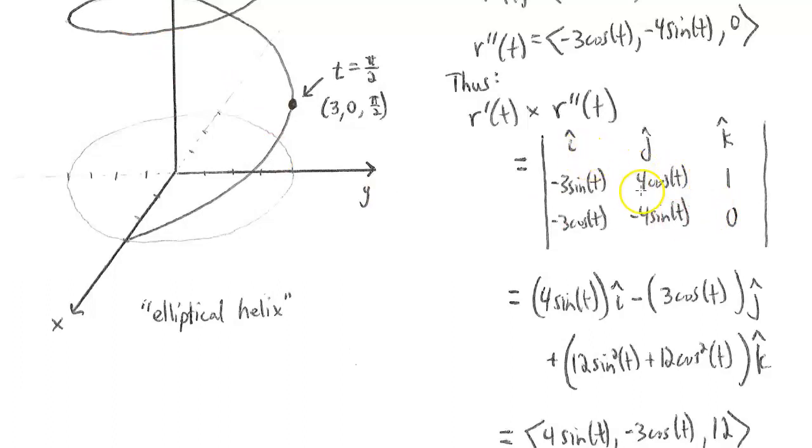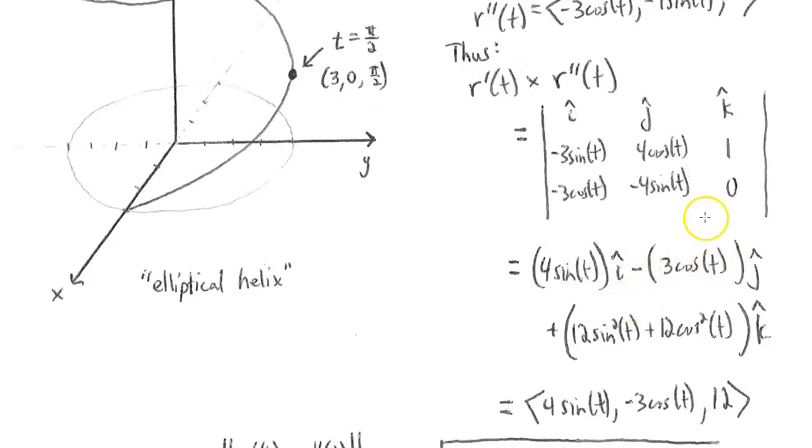Well, what's the i-th component? We do 4 cosine t times 0, and that's going to be 0, minus a -4 sine t times 1. So that minus negative is going to end up being +4 sine t with the i. Now with the j, we have minus something times j. Remember, there's a minus in front of it. But with the j, we have this times 0, so that's 0 minus 1 times negative cosine t. So it's going to be +3 cosine t. Now we still have that minus out front.